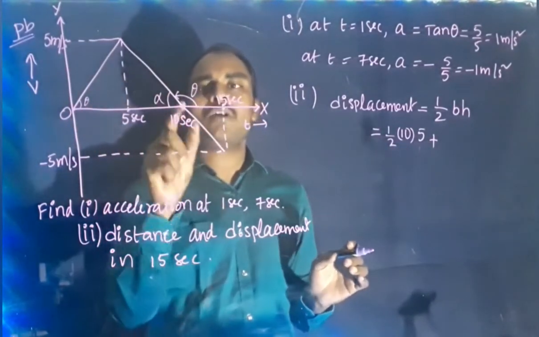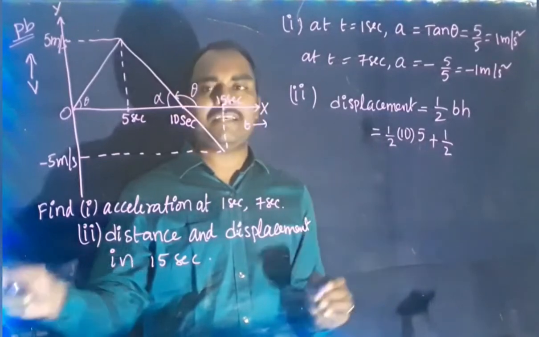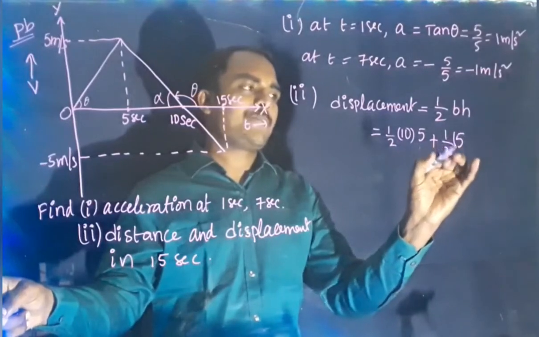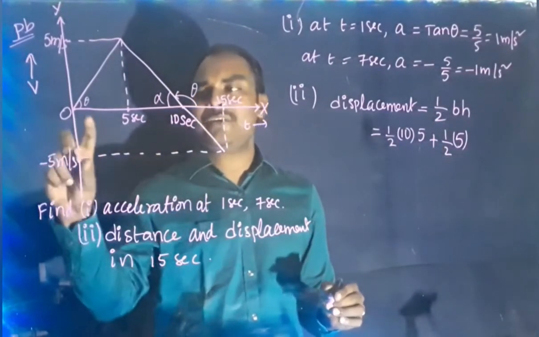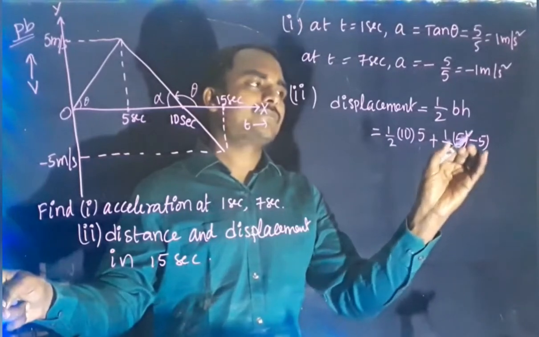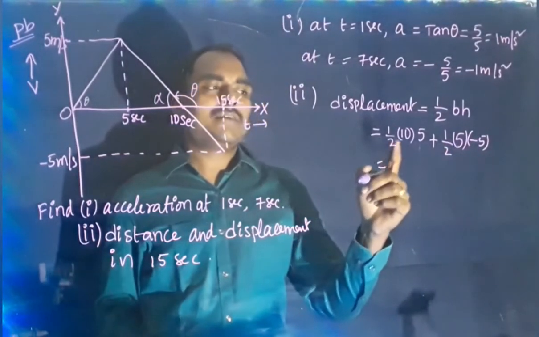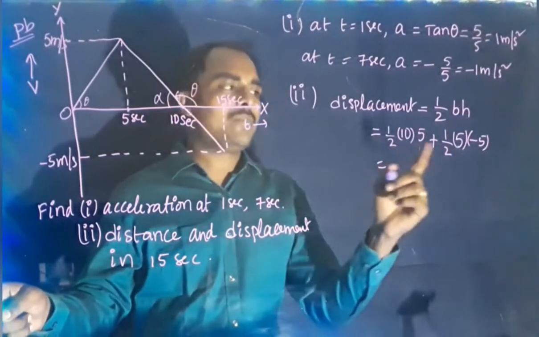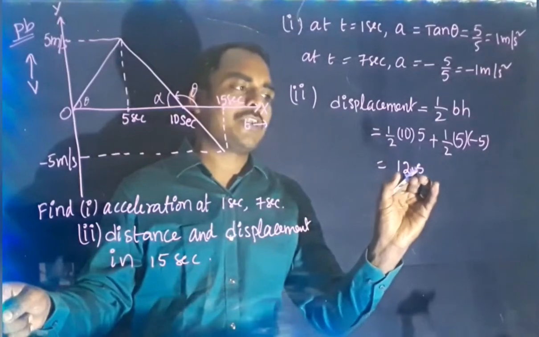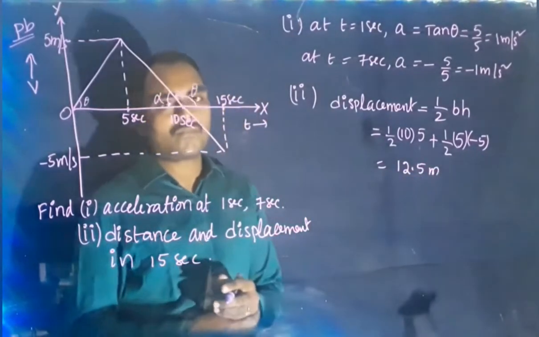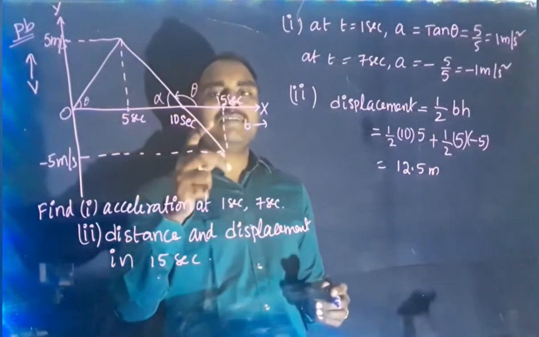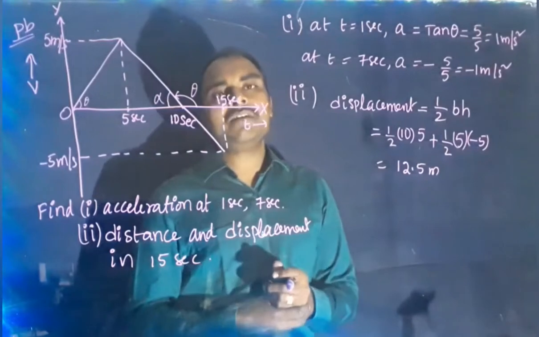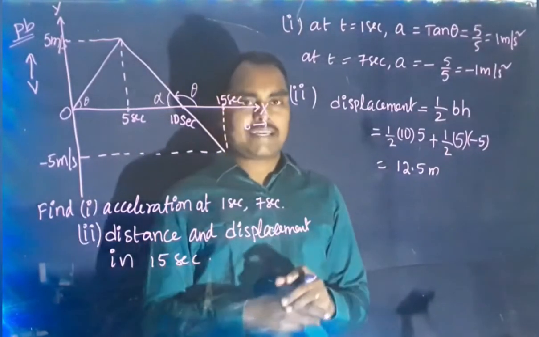Plus the area of this small triangle. Again half into base; the base is 10 to 15, that is 5 seconds, into height. This height can be written as minus 5. So 5 into 5 is 25, minus 25 by 2, which is 12.5. 25 minus 12.5 becomes 12.5 meter. The area under the velocity time graph gives displacement, so we got the displacement of 12.5 meter in 15 seconds.